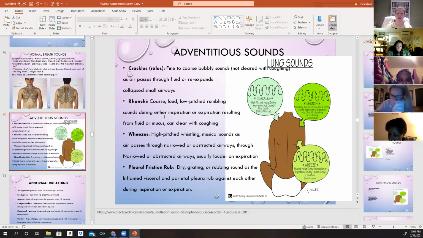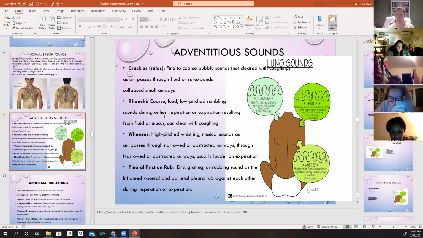So you also might hear rhonchi. So rhonchi is very coarse. It's very loud. It's kind of like a low pitched rumbling. You can hear it during inspiration or expiration. This is from fluid, this is from mucus, and it clears with coughing. So if you hear these sounds, sometimes you might hear it from the hallway. You might go in and you're gonna hear, if any of you guys had kids, sometimes they're not good at getting their cough to be productive, and you can hear all this rattling in their chest.